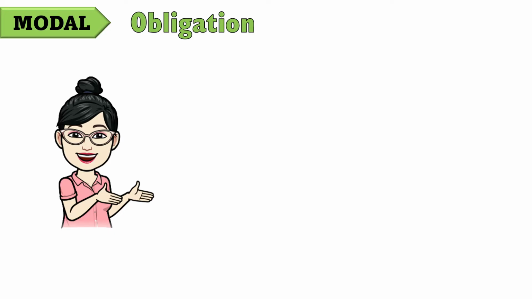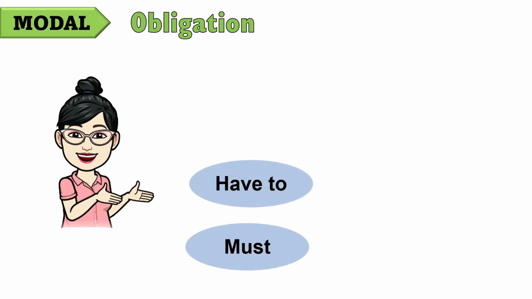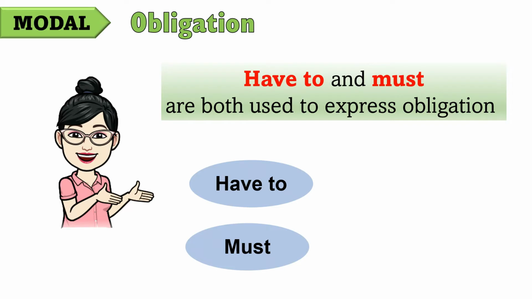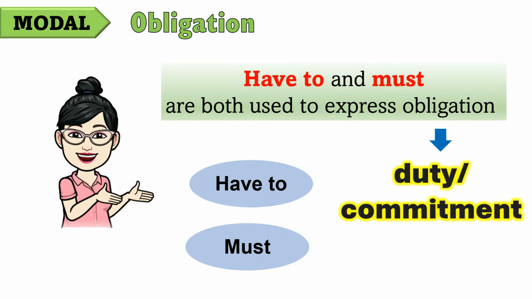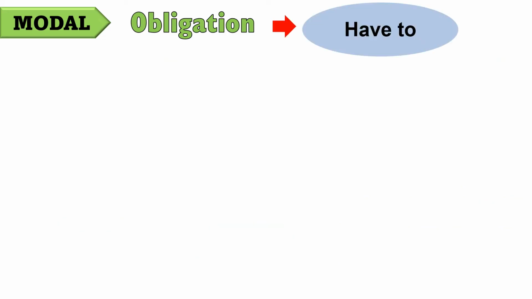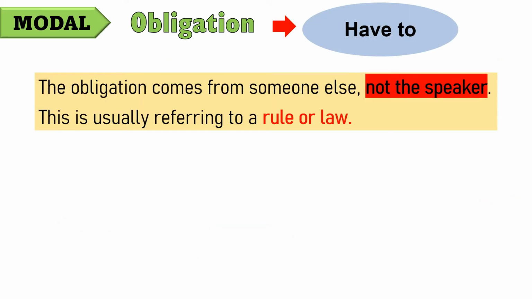Let's now proceed to modals of obligation, which are as follows: have to and must. Have to and must are both used to express obligation, which means a duty or commitment. However, there is a slight difference in the way they are used. Have to shows that the obligation comes from someone else, not the speaker. This is usually referring to a rule or law.